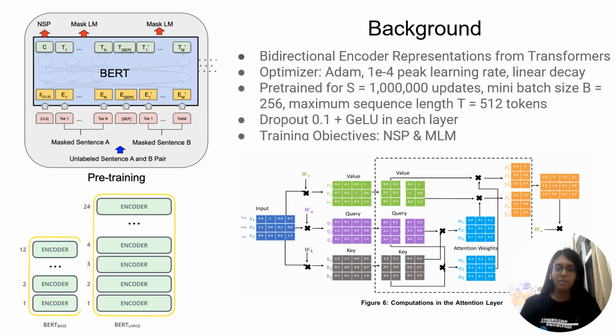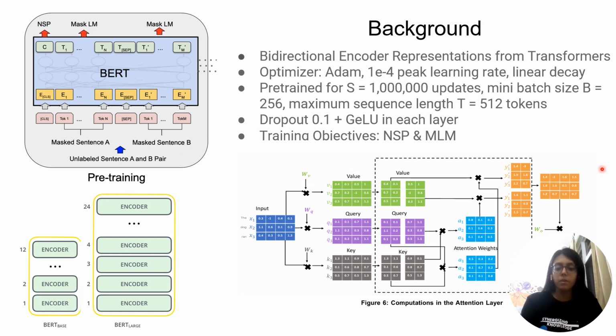Before proceeding with RoBERTa, let's get a quick background on BERT itself. BERT stands for Bidirectional Encoder Representations from Transformers, and it is a model that revolutionized natural language processing because it can understand context from both directions. It is pre-trained on large datasets using two primary training objectives, NSP or next sentence prediction, and MLM or masked language modeling, both of which are shown in this diagram here.